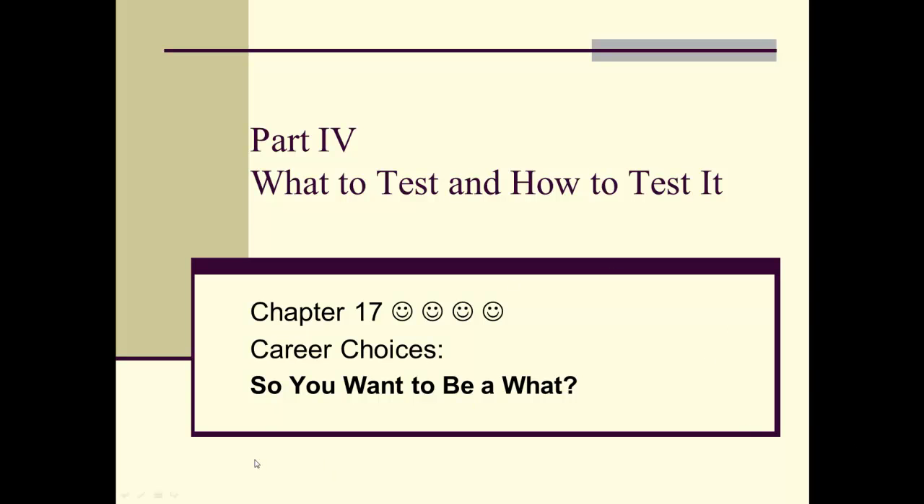All right, let's look at Chapter 17, Career Choices. So you want to be a what? This PowerPoint covers career inventories, where we get to see what students would like in the way of careers, maybe what they have some ability for. And so we'll take a look at some career and interest inventories in this particular chapter.